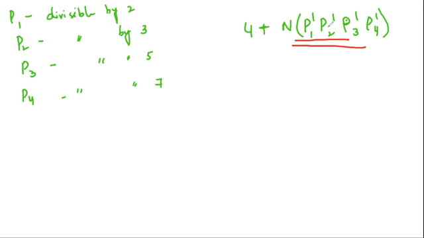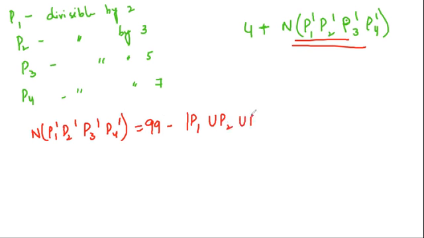What is this term? There are totally how many positive integers greater than 1? There are 99 integers between 1 and 100 and not exceeding 100, so we won't count 100. Now the principle of inclusion exclusion, what will be the formula? N of P1 dash, P2 dash, P3 dash, P4 dash. What are the total numbers? We have 99 numbers minus. Now we have to expand our formula for P1 union P2 union P3 union P4.